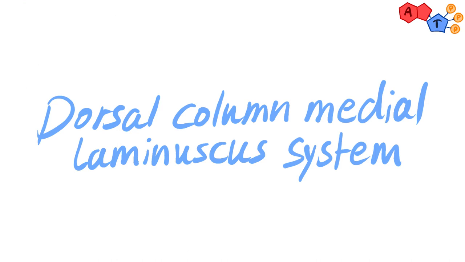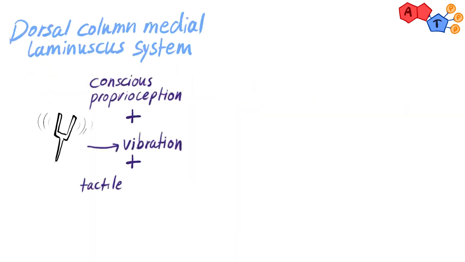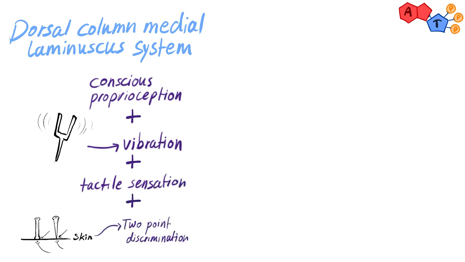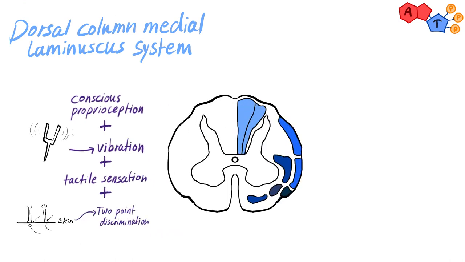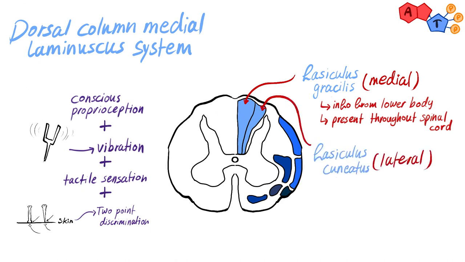Now let's move to the dorsal column medial lemniscus system. The system carries conscious proprioception, vibration, tactile sensation, and two-point discrimination. Again, it's composed of two tracts, one located medially, which is fasciculus gracilis, and it carries the information of the lower part of the body, so it's present throughout the spinal cord. And one located laterally, which is fasciculus cuneatus, which carries information from the upper part of the body, and thus it's not found on the lower part of the spinal cord below T5.